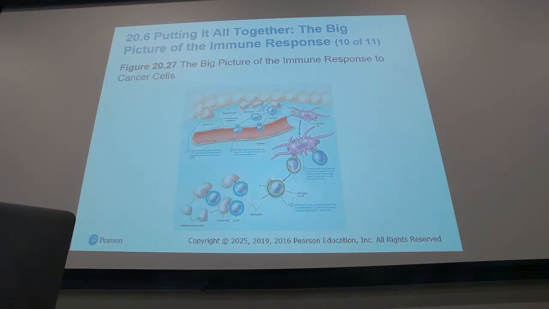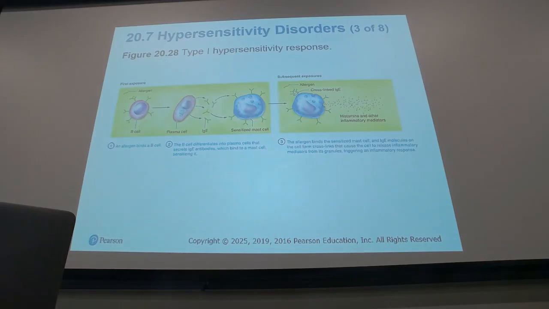Cancer cells, in this case, it can be the cytotoxic T cells that destroy them, or it can be the NK cells. Part of the innate immunity, NK cells, and part of the adaptive immunity, the cytotoxic T cells. So that's the normal functioning of the immune system.